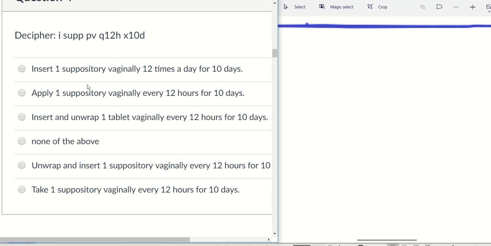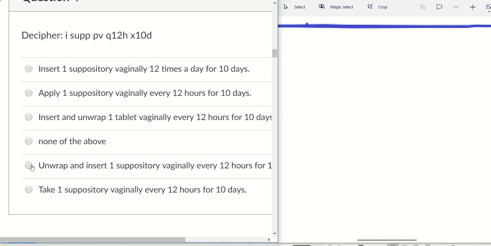Minute details. Detail oriented. Suppositories, vaginally. What's the verb? Unwrap and insert. Let's see if this one is correct. Unwrap and insert 1 suppository vaginally every 12 hours for 10 days. Yeah, okay, that one looks good. Not too bad there.